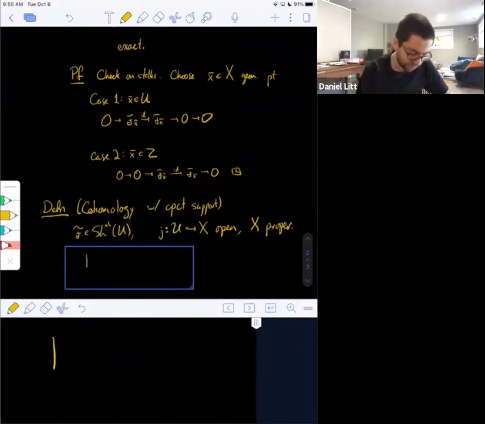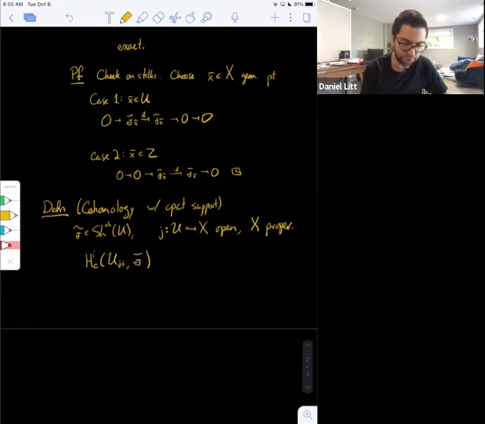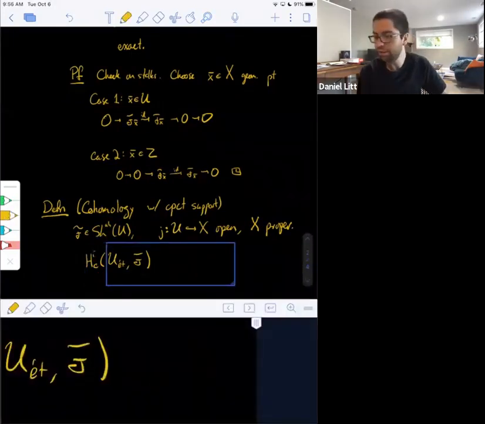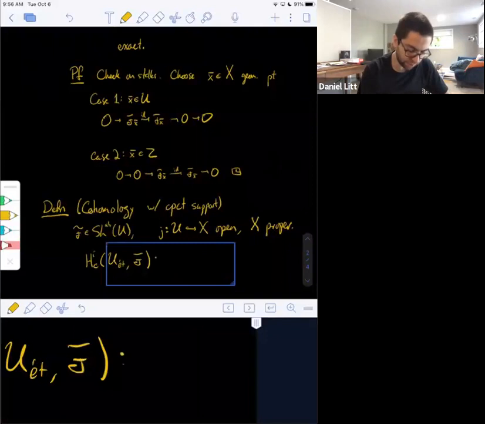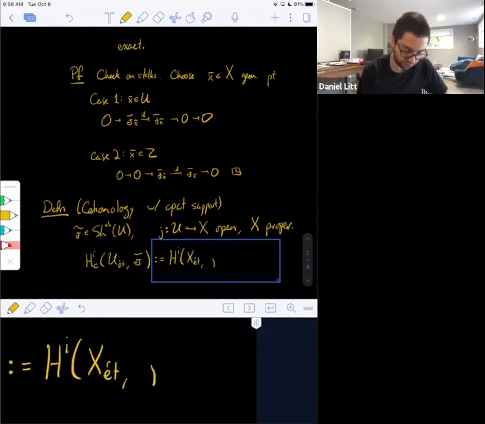the cohomology of U with coefficients in F, compactly supported, so this C here denotes compactly supported cohomology, is defined to be the cohomology of X with coefficients in j lower shriek of F.